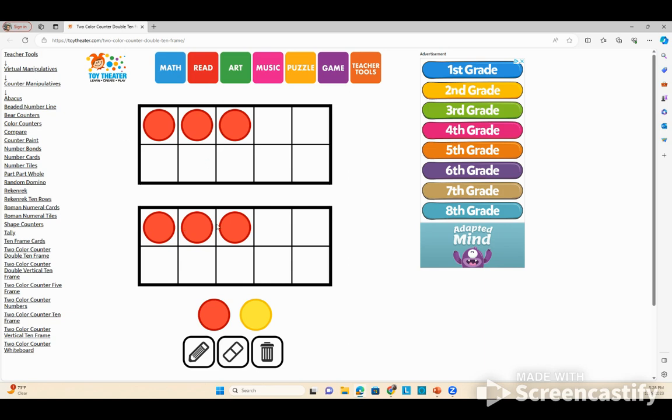So 10 frames, you can begin to go into higher math equations as the students get older. But if you start at that foundation in TK and Kinder with the 10 frames, they'll be more familiar and comfortable with using those 10 frames as they start to explore more complex math concepts.